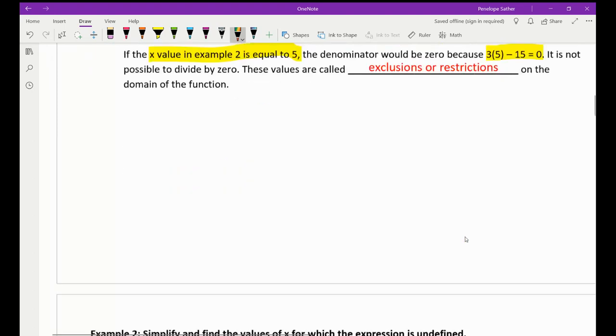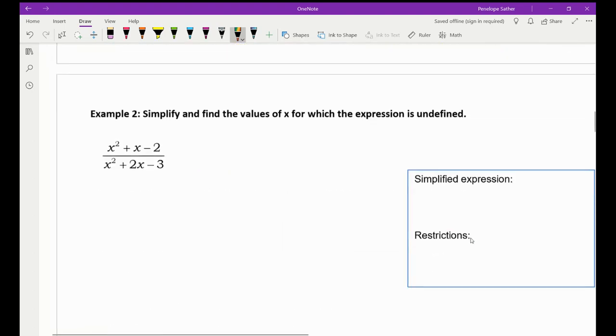All right, so let's try another one. This one requires a little bit different factoring. We just factored out a greatest common factor, or a GCF, on the last problem. This one is one of them where we're going to do that kind of factoring where you end up with 2 sets of parentheses and 2 different binomials.